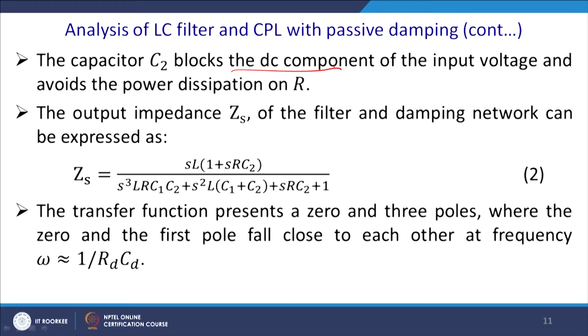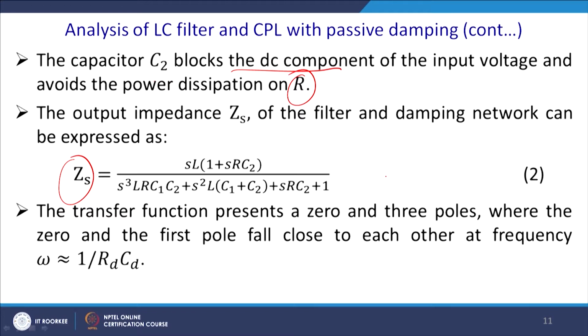The capacitor C2 generally blocks the DC component or the low frequency component of the input voltage and avoids the power dissipation on R. The output impedance ZS of the filter and damping network can be expressed as ZS equal to SL(1 plus SR C2) by S cube LR C1 C2 plus S square L(C1 plus C2) plus S R C2 plus 1.